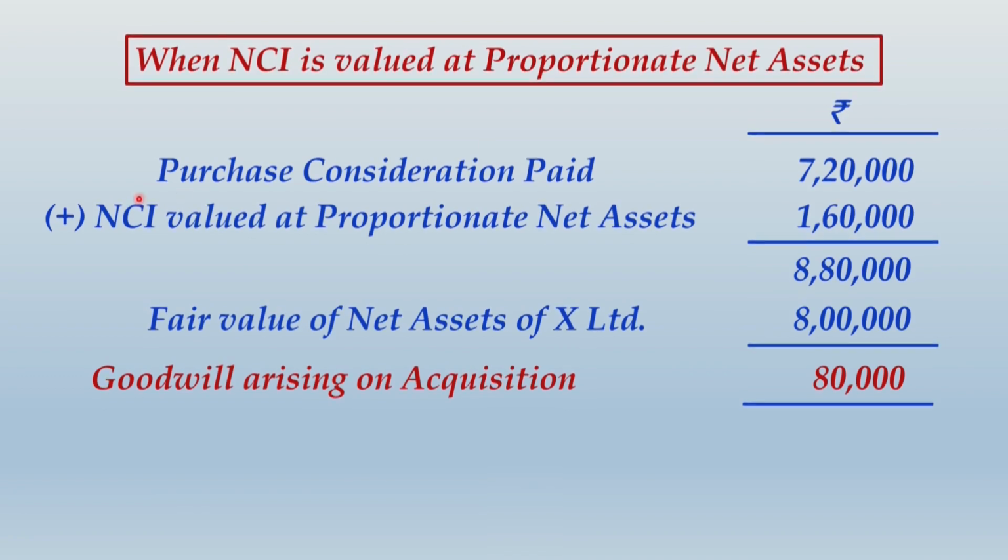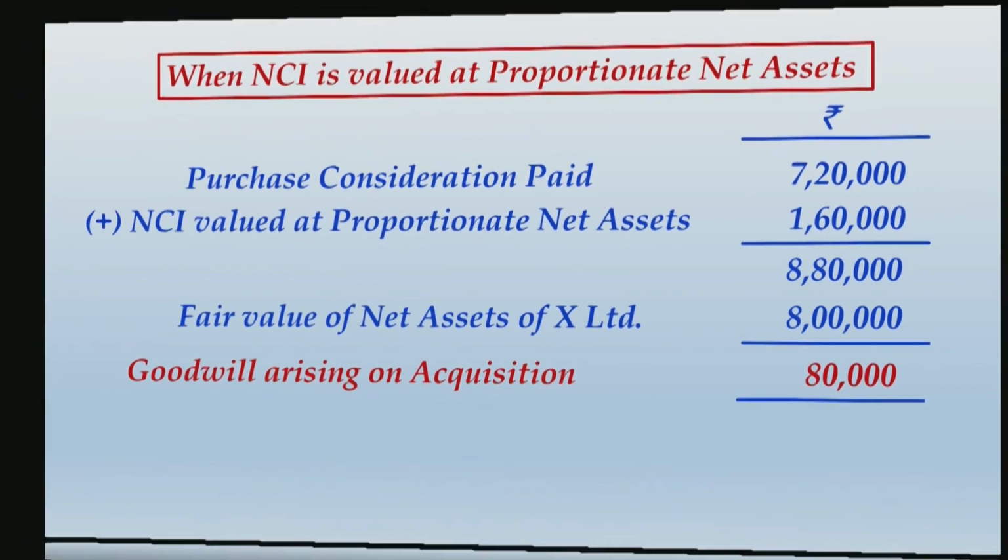What is that one change? This second line where you have taken NCI valued at proportionate net assets, in place of this what you will do is, whatever be the number of shares held by non-controlling interest or minorities, those who are 2000 shares, multiplied by market price per share will give you NCI valued at fair value. Instead of 1,60,000, put that value and other things remaining same, you get goodwill arising on acquisition by that other approach. So I am showing how to present that calculation. You can just take note of that quickly.